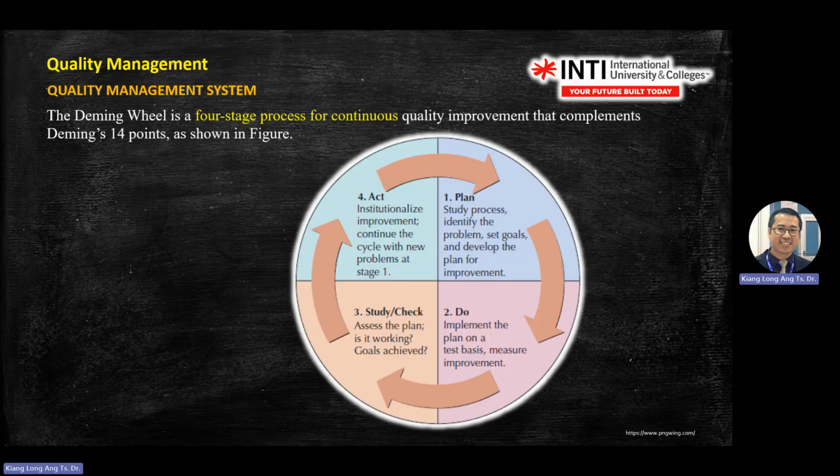The Deming wheel is also important when you come to manufacturing quality control. 4 actions: plan, do, check, and act. These 4 phases are important in quality control. And they can be changed to other names when you use a certain person's philosophy, but it just evolves from these 4 main actions: plan, do, check, and act.